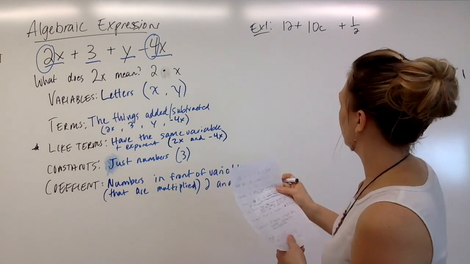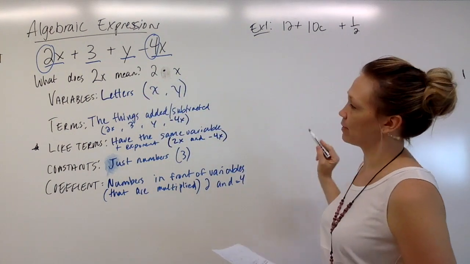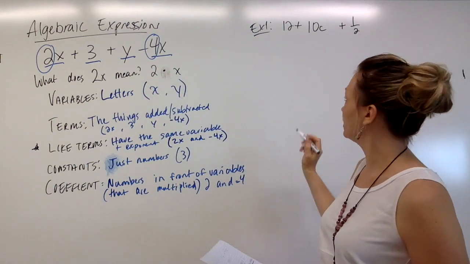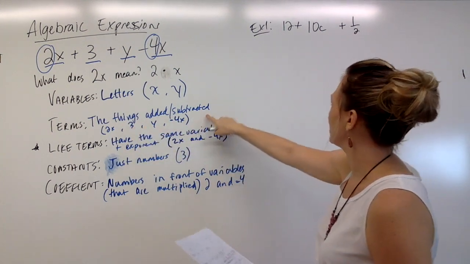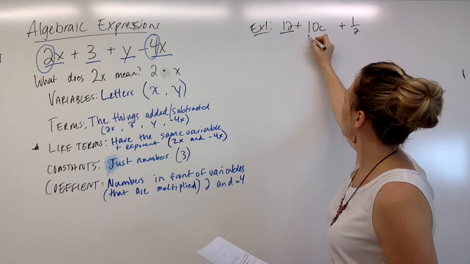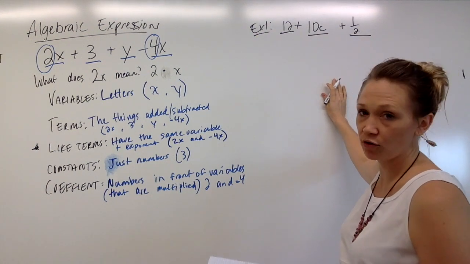All right, I hope you did that. All right, so my variables are the things with letters. So c is my variable in this case. Okay, so I hope you wrote c is my variable. Terms, things that are being added, subtracted. So I have one term is 12, another term is 10c, a third term is 1/2. So I have 3 different terms. I hope you wrote those down.